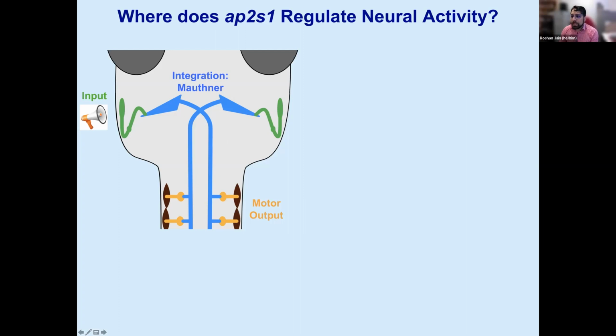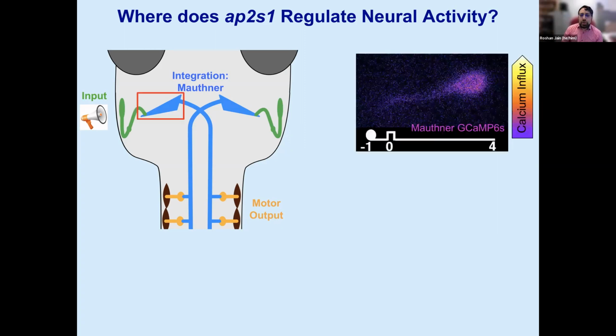Because this behavior is initiated within a few milliseconds, it's actually quite a simple circuit. The sound is sensed from the ear, hair cells in the ear, transmitted directly to the hindbrain to those two Meissner neurons, and then the firing of one of those sends their axon directly down the spinal cord, where it can directly interact with motor neurons to cause those fish to turn away from the perceived stimuli within milliseconds.